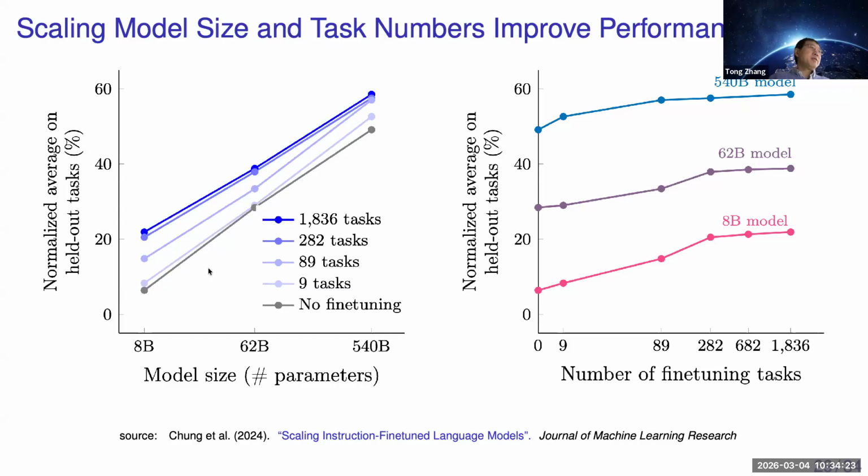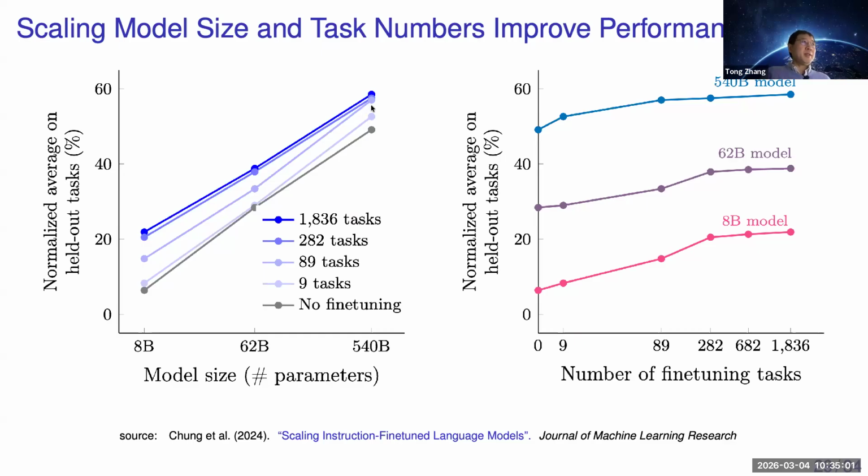Basically, even if you say small model has, but instruction also helps, right? So these different lines are just the different tasks. These are small number of tasks, no fine tuning. This is the base model. You have 9 tasks to add, right? You have 89 tasks. You have more tasks, right, and eventually the more tasks, the better.